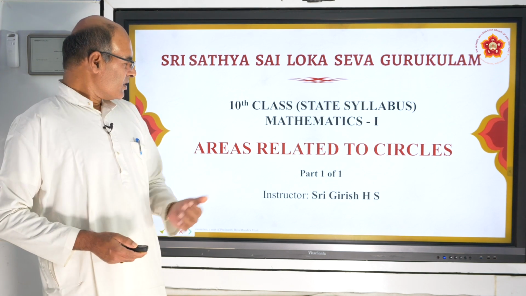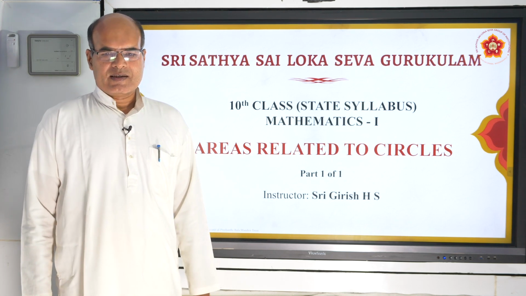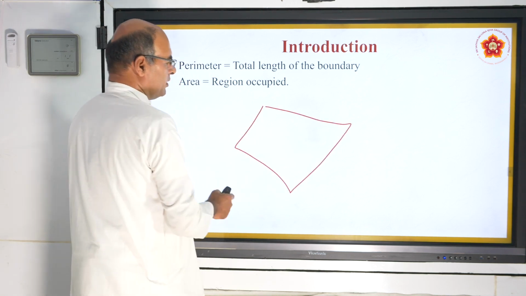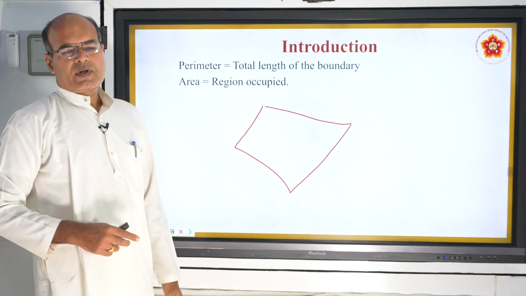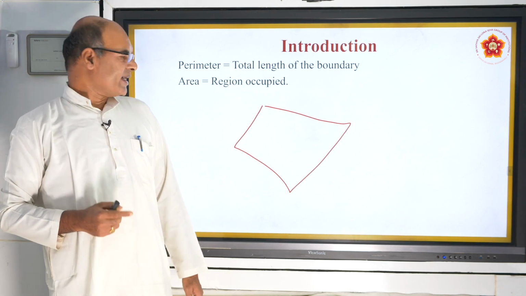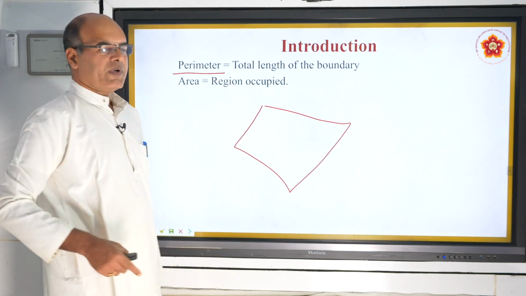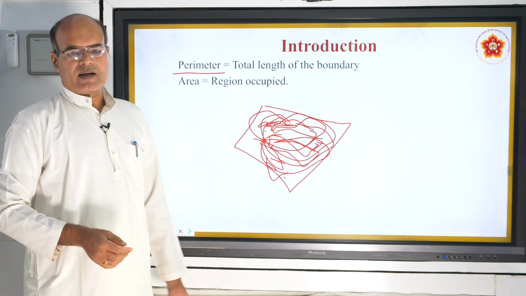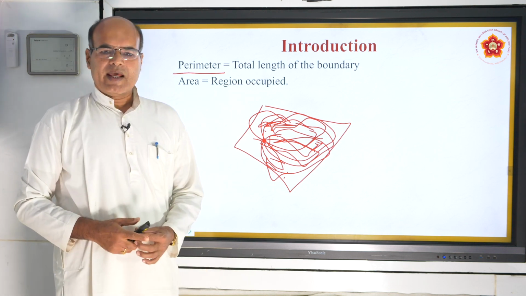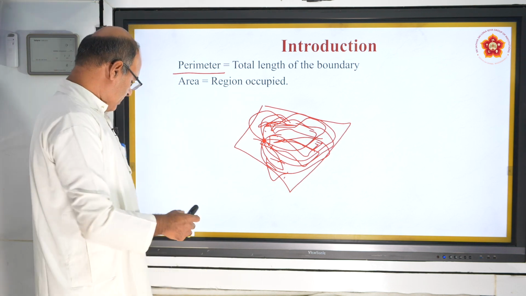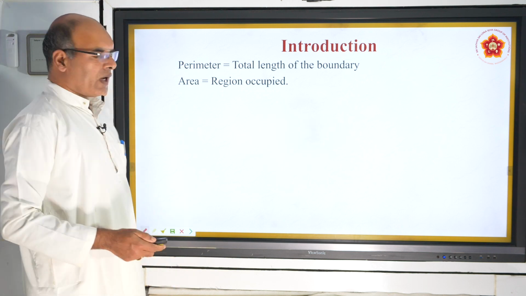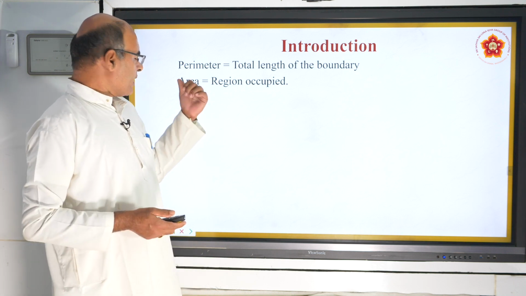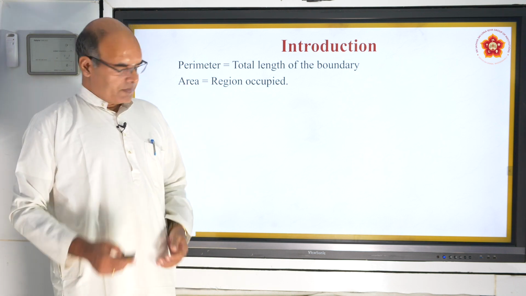Dear students, welcome to a study on 10th standard mathematics 5th chapter, that is Areas Related to Circles. You know that for any plane figure, the total length of the boundary, the sum of the lengths of all the sides, is called perimeter, and the region inside the plane figure is called area of that plane figure. Let us look at the formulae for the perimeter and areas of few plane figures.